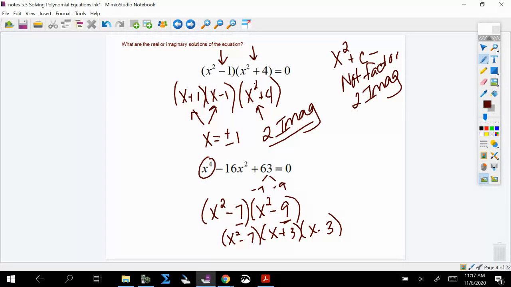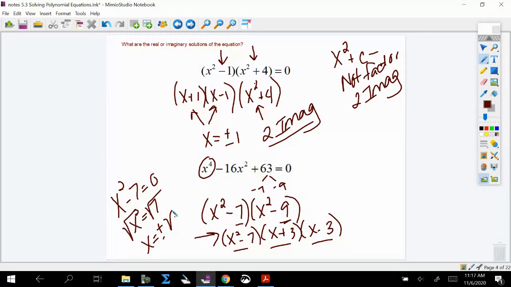So now for my solutions. I actually will get solutions everywhere that I look. I'm going to talk about this one first because it might be the one that's toughest to understand. If I want to know when x squared minus 7 equals 0, I would add 7 to both sides, take the square root of both sides, and get plus or minus the square root of 7. So those are two answers, positive square root of 7 and negative square root of 7. I also get two answers from over here, positive 3 and negative 3. So I actually get 4 solutions, positive and negative square root of 7 and positive and negative 3.